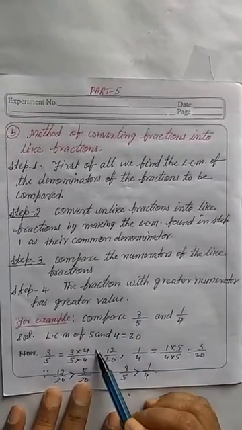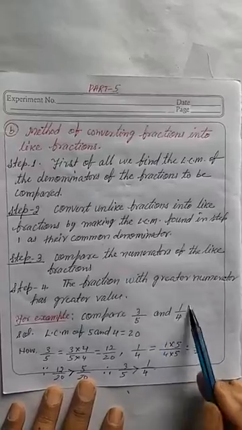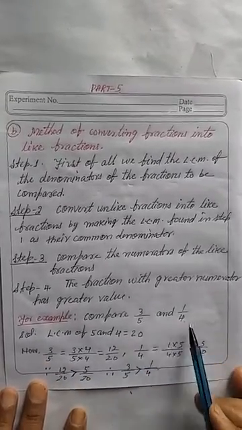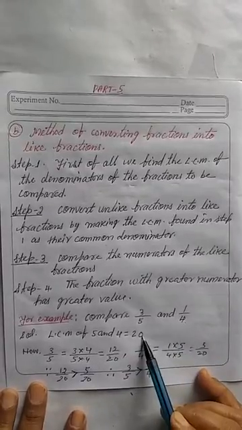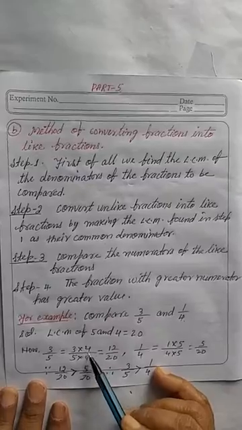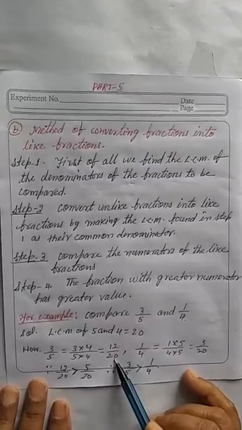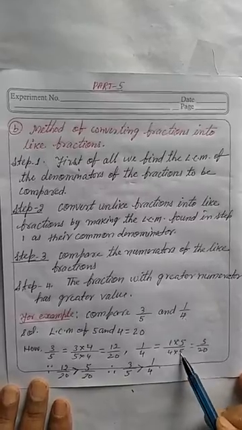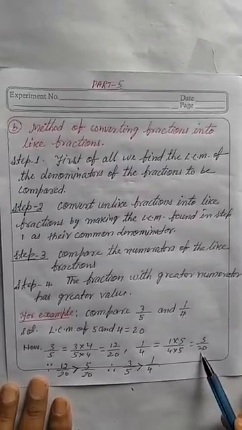Now let's see by example. Compare 3 by 5 and 1 by 4. Okay, student. Solution: LCM of 5 and 4. 5 and 4 are the denominators, so the LCM is 20. Similarly, 3 upon 5 means multiply by 4 and 4, and you will get 12 upon 20. For 1 by 4, you will multiply by 5 and 5, and you will get 5 upon 20.